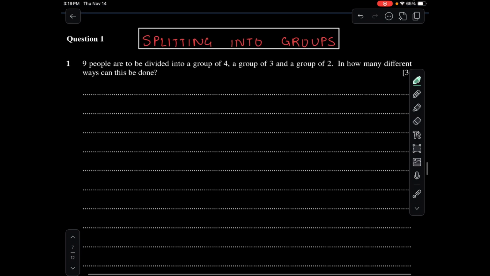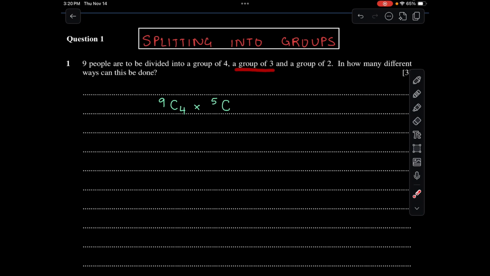Now let's look at the next question. We have over here splitting into different groups. 9 people are to be divided into group of 4, group of 3, group of 2. In how many different ways can this be done? Okay, so we have 9. Let us choose the first 4. So how many people remaining from 9? If you chose 4, we will be left with 9 minus 4, which is 5.